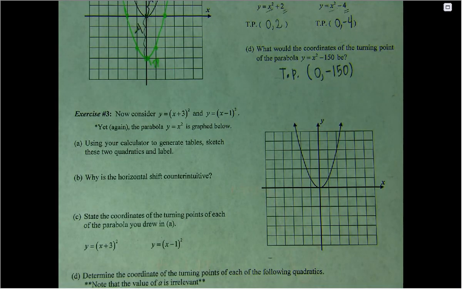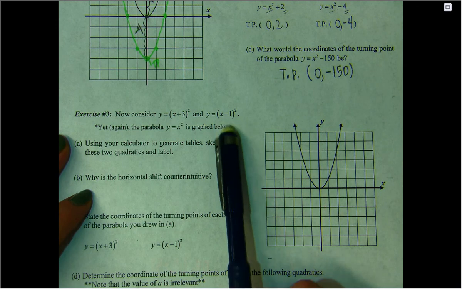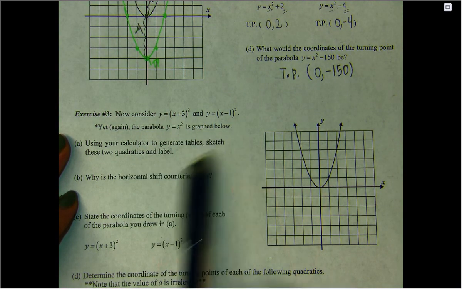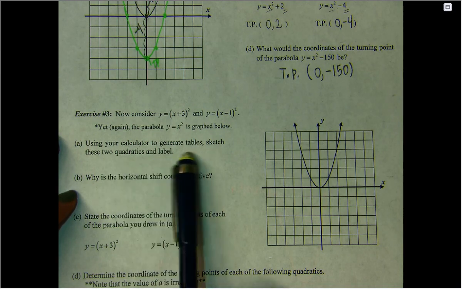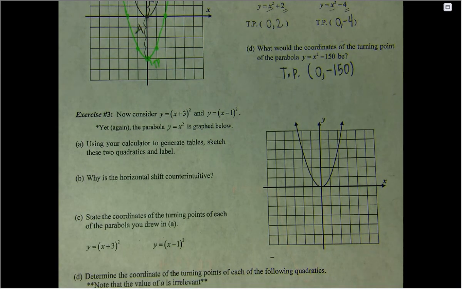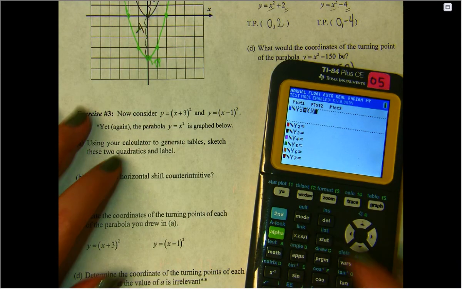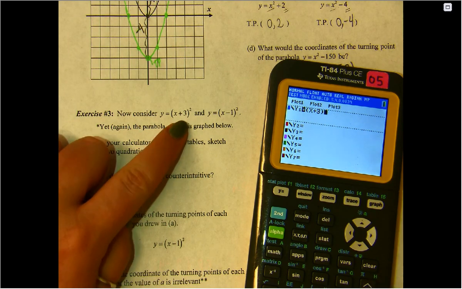Alrighty, so this is going to be the last one that we do here. It says now consider y equals (x plus 3) squared and y equals (x minus 1) squared. Yet again, the parabola y equals x squared is graphed below. Using your calculator, generate tables, sketch these two quadratics, and label. Okay, so the first one I'm going to do is (x plus 3) squared.